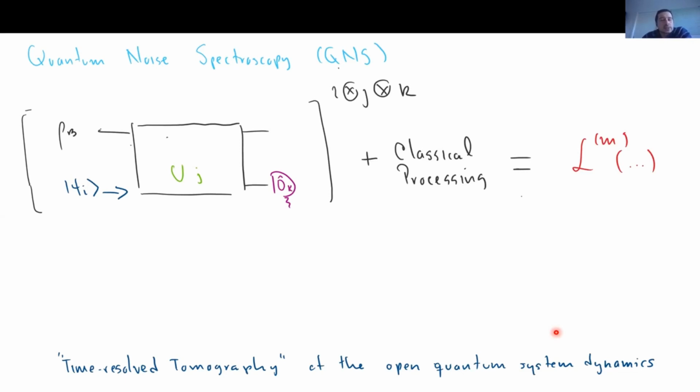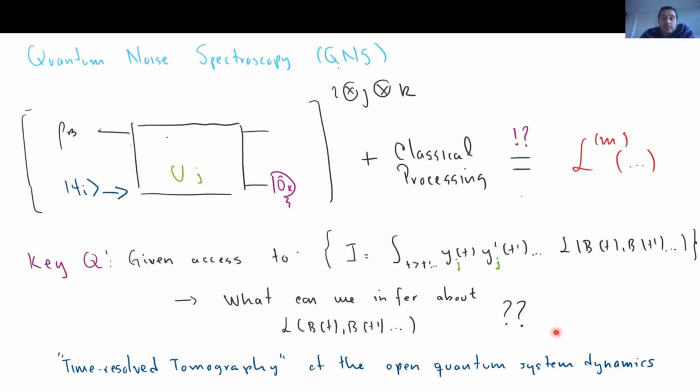And the idea is that if you can design some classical processing routine, then it is in principle possible to infer the information about the bath correlations, or this linear combination of bath correlations that we actually seek. And so the key question, however, is how to do this.